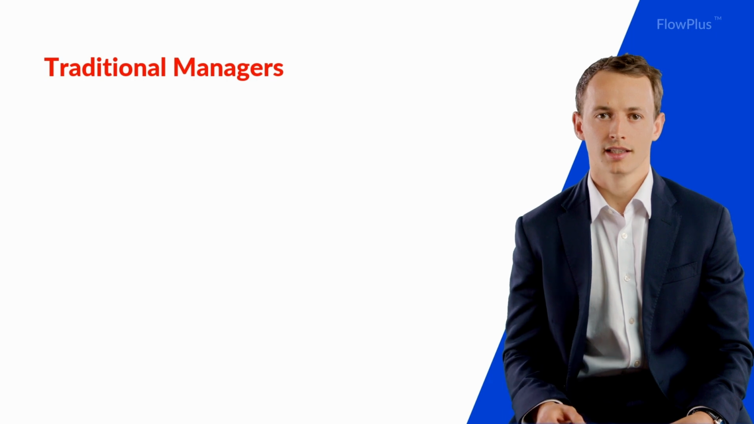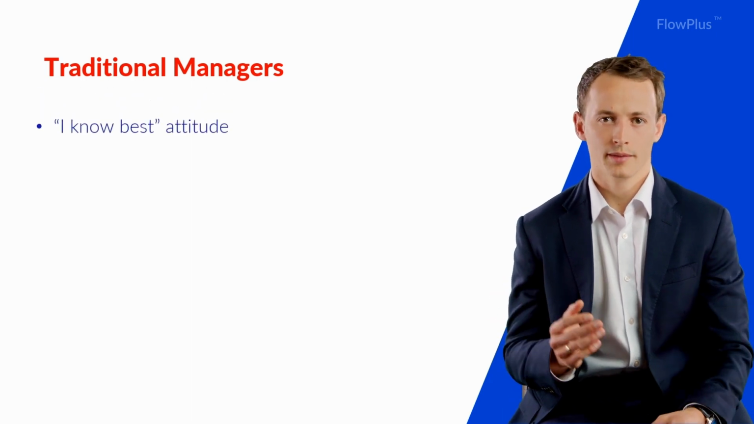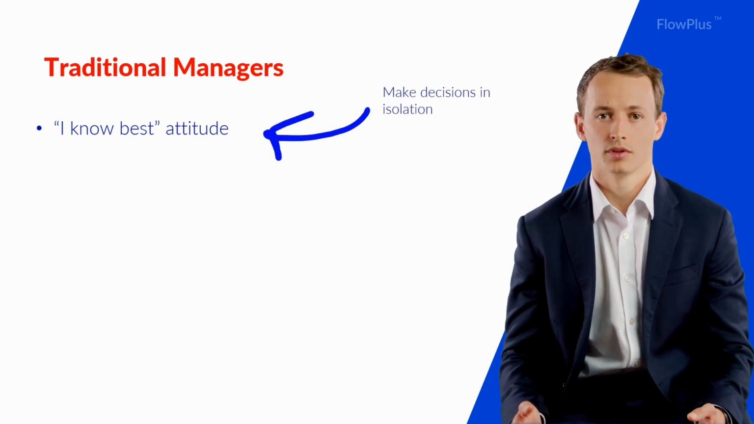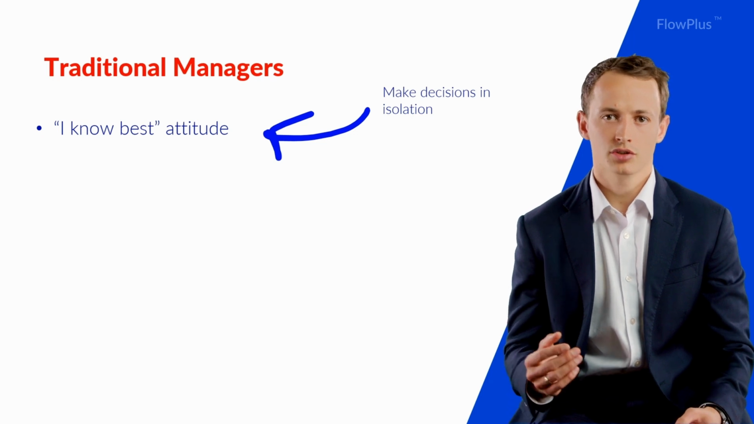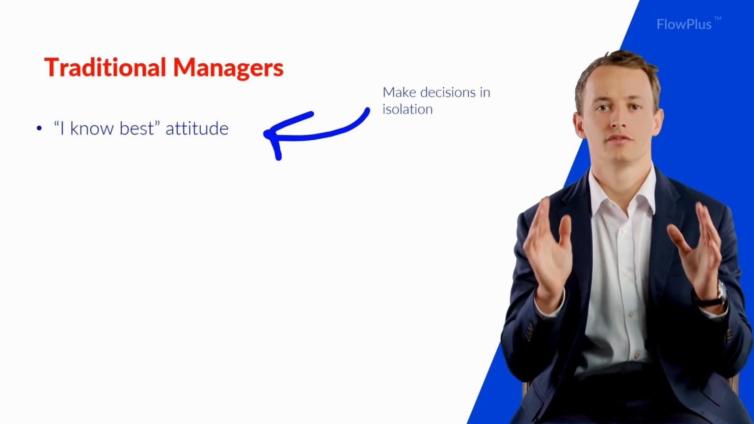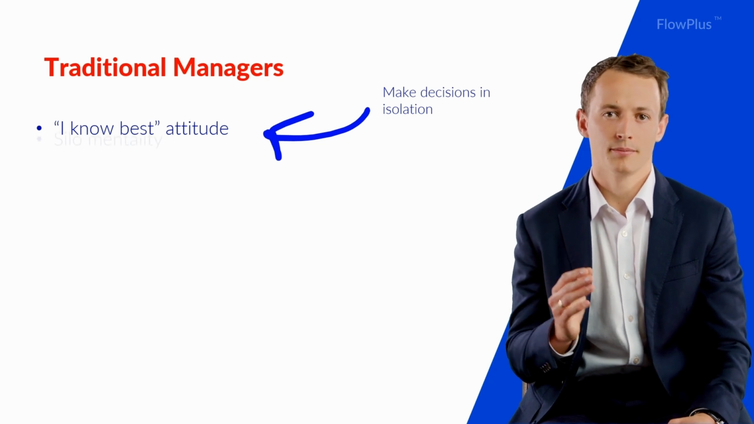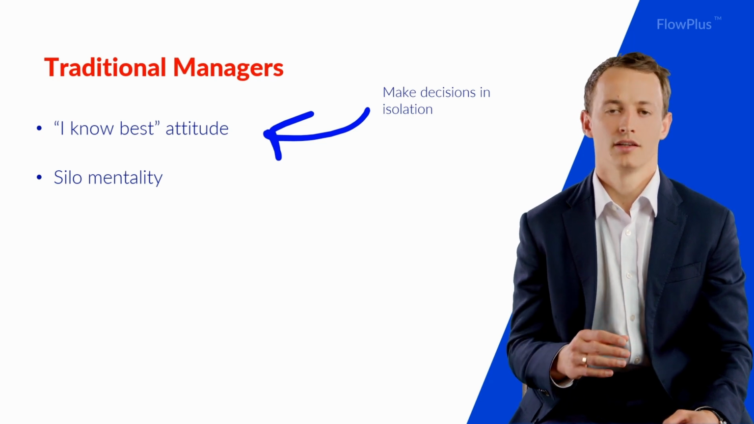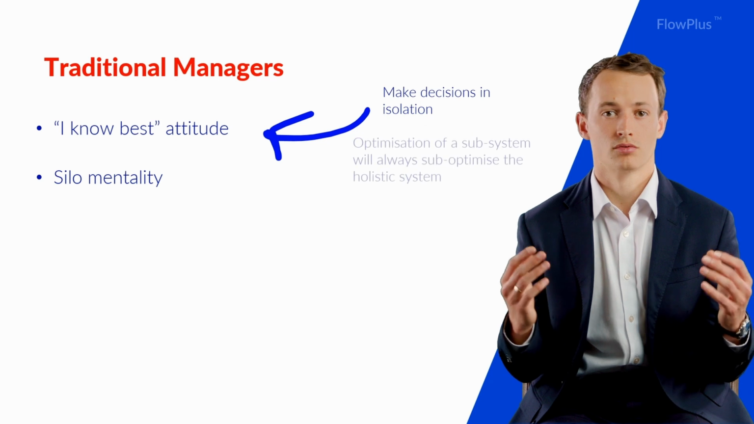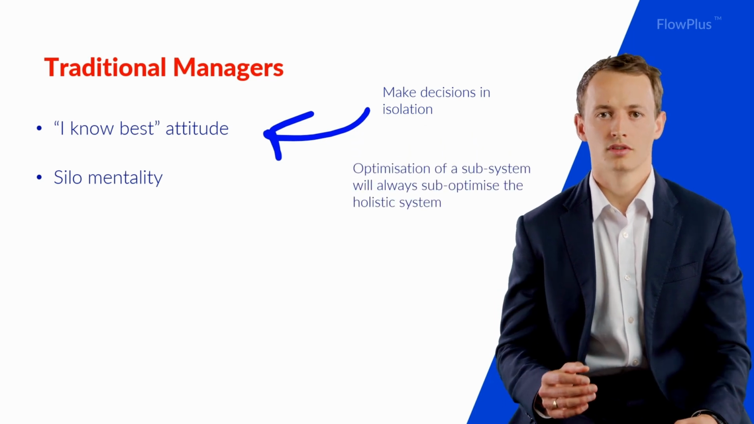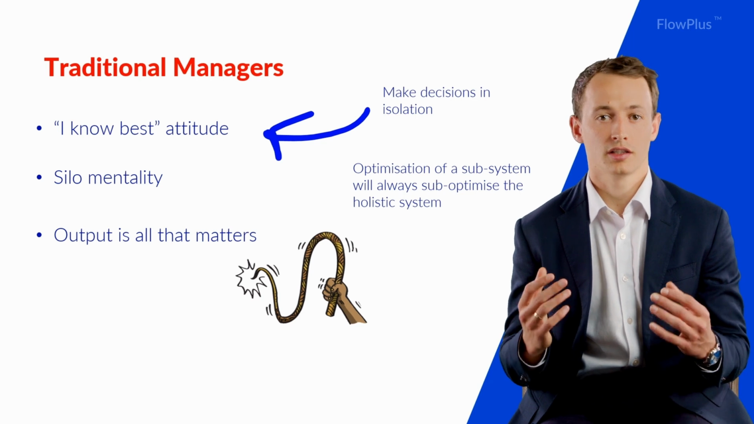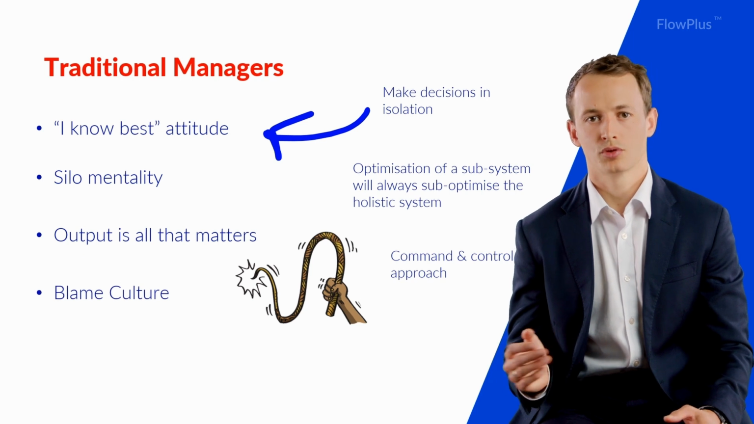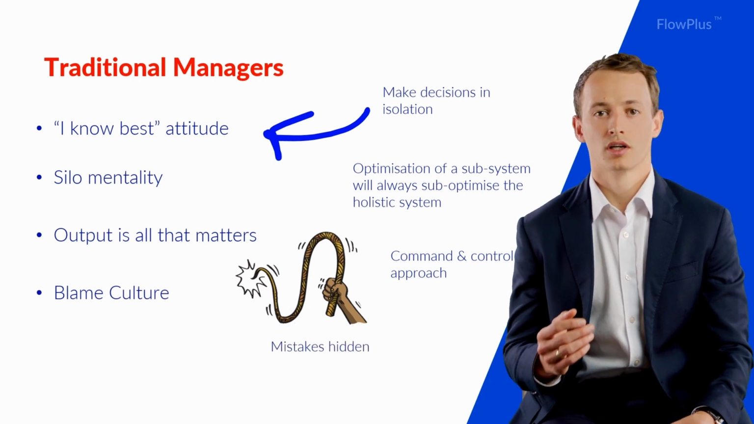Firstly, traditional managers take an "I know best" attitude, where they make decisions by themselves in isolation without consulting and involving the people that are actually doing the process every day. Traditional managers take a narrow, tunnel vision view in a silo mentality and make decisions only thinking about the immediate impact it will have on them and their team, and not the wider company and the stakeholders that are all impacted. Managers would be very results and output focused and taking a command and control approach. This would lead to a strong blame culture where mistakes and problems would be brushed under the carpet and hidden. There was little regard for quality.